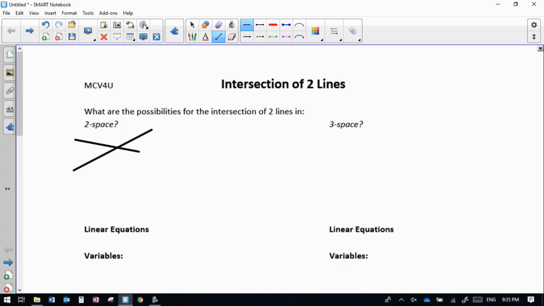Another possibility is that the two lines are parallel and don't actually intersect. And a third possibility that's a little bit strange, but technically is a possibility, is they could actually just be the same line, one line on top of each other. So we have those three different scenarios. Let's look at a question where we find the point of intersection between two lines.